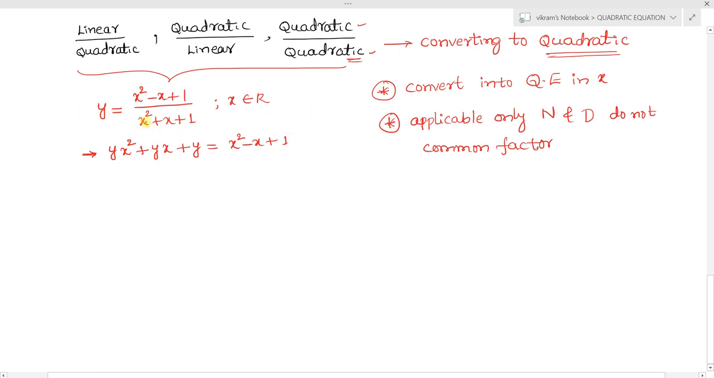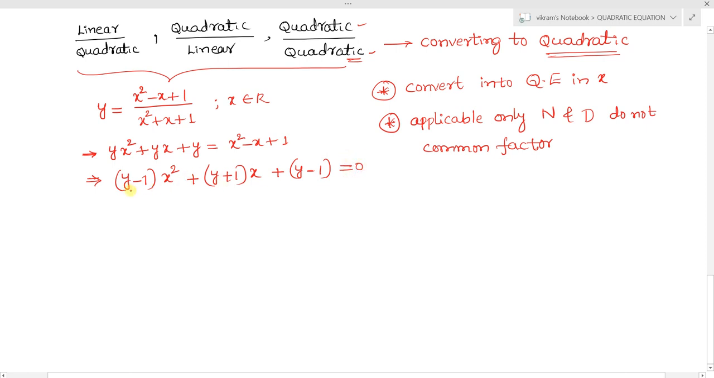Then we can cross multiply the given function, and we need to express this as a quadratic equation of variable x. We can write this as (y minus 1) into x square, minus x and plus x, then we can write this as (y plus 1) into x, plus y minus 1 equals 0.